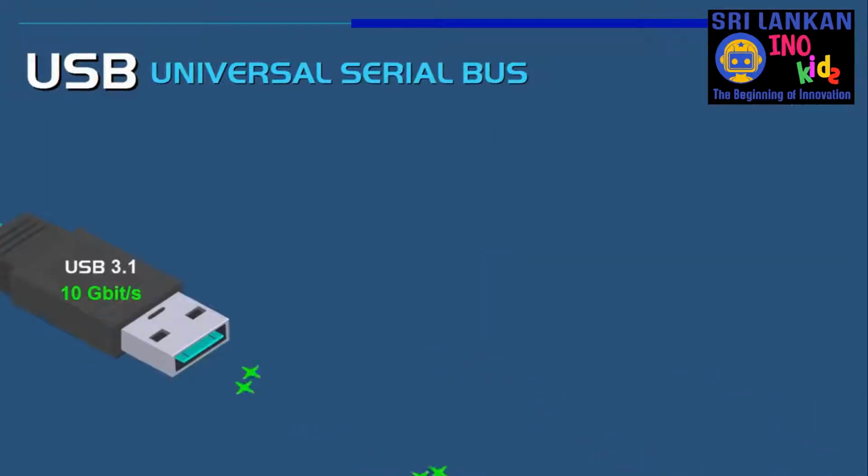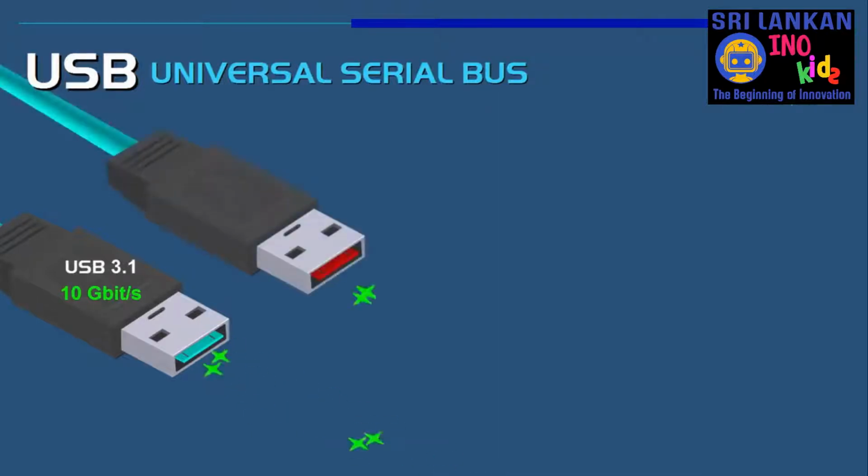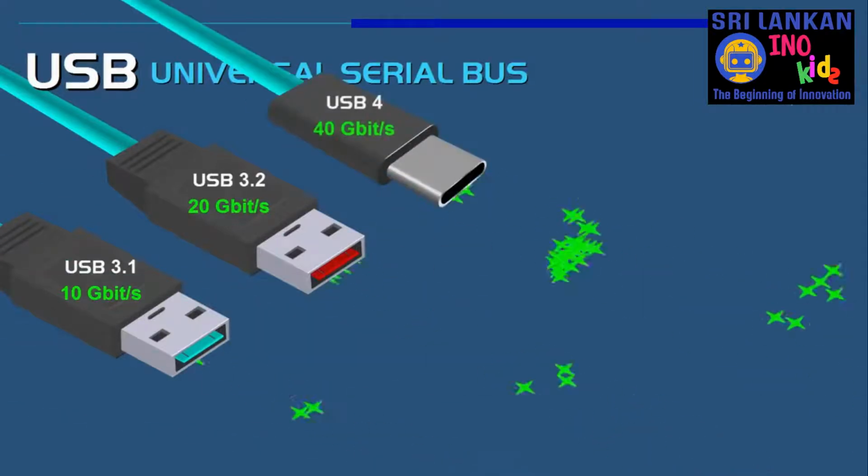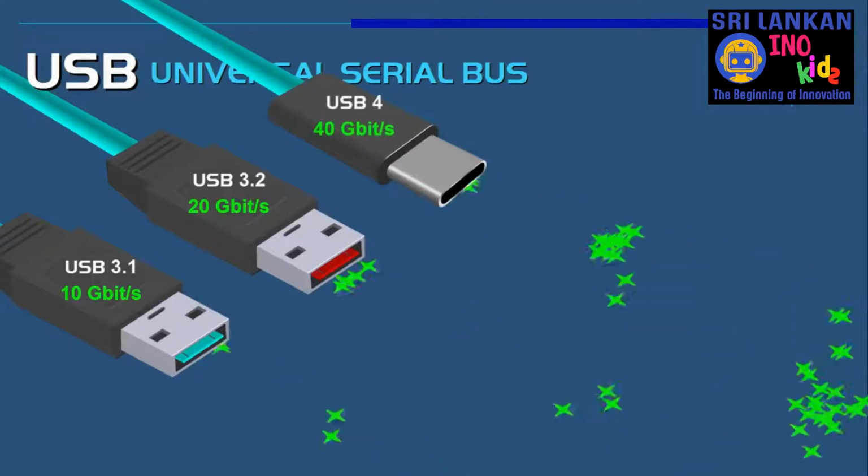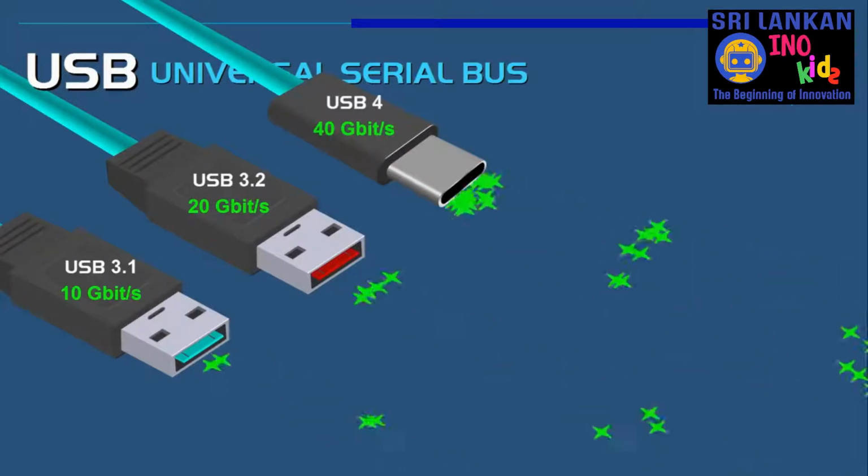Now, USB 3.1, which was released in 2013, is also known as SuperSpeed Plus. USB 3.1 had a transfer rate of 10 gigabits per second, which is double that of USB 3.0. Then soon after, USB 3.2 was released, which had a transfer rate of 20 gigabits per second. And in 2019, USB 4 was announced, and this has a transfer rate of 40 gigabits per second.